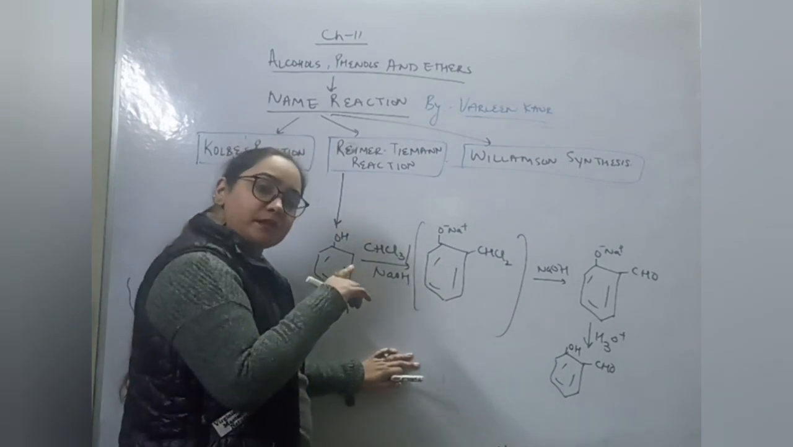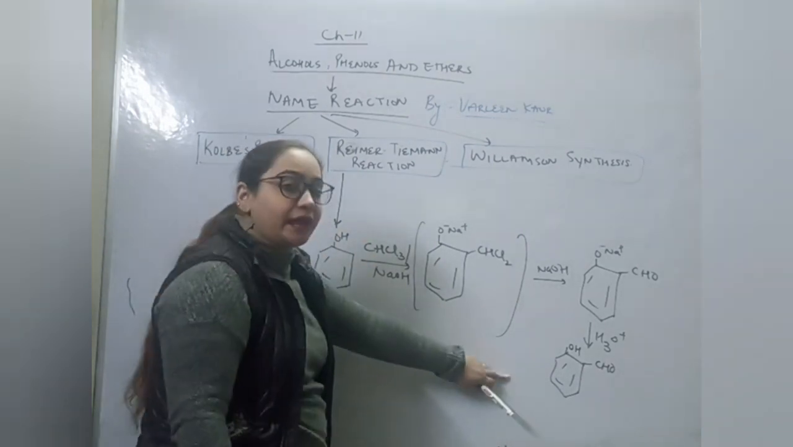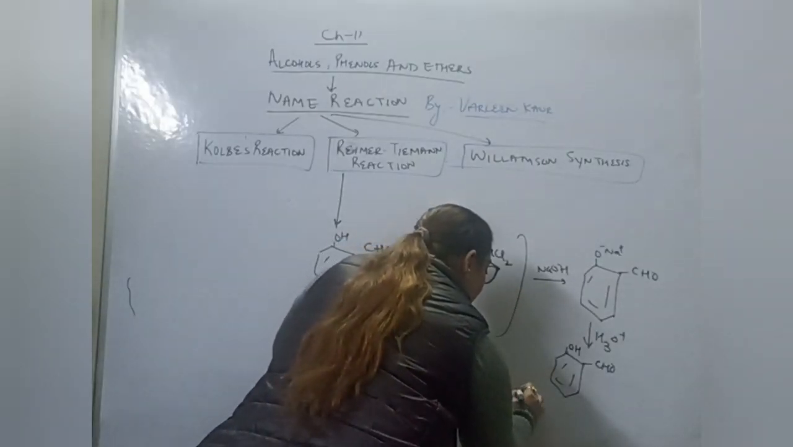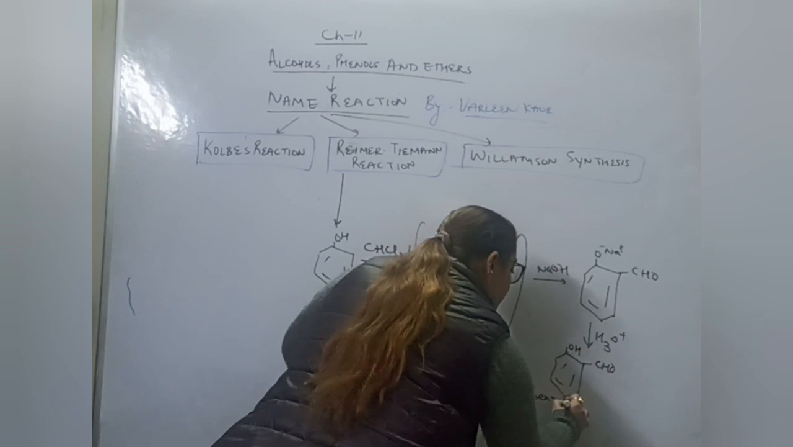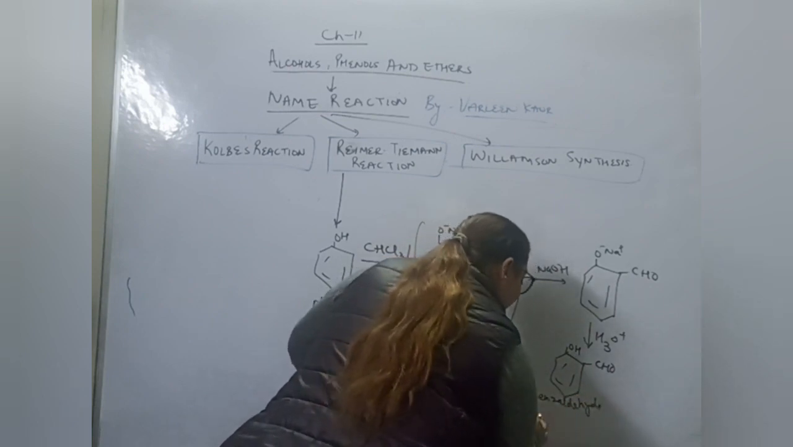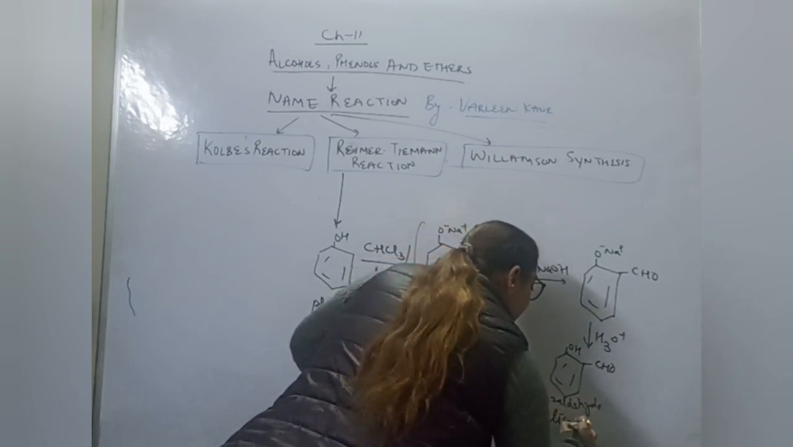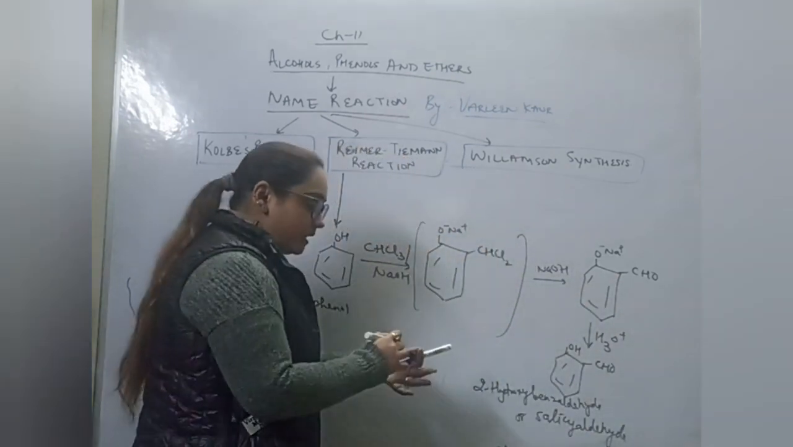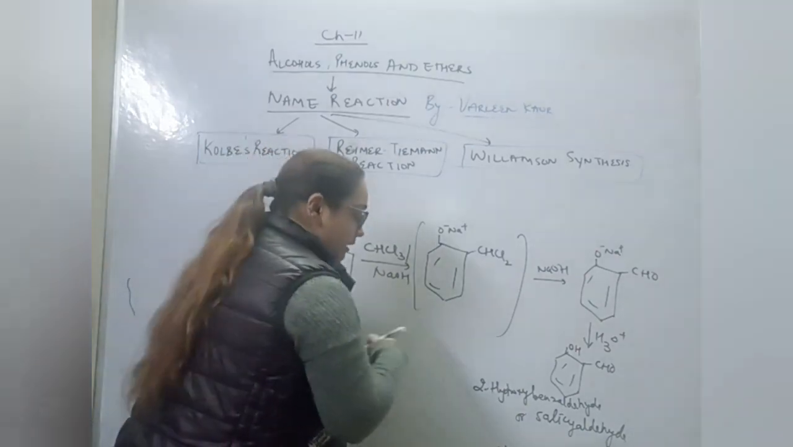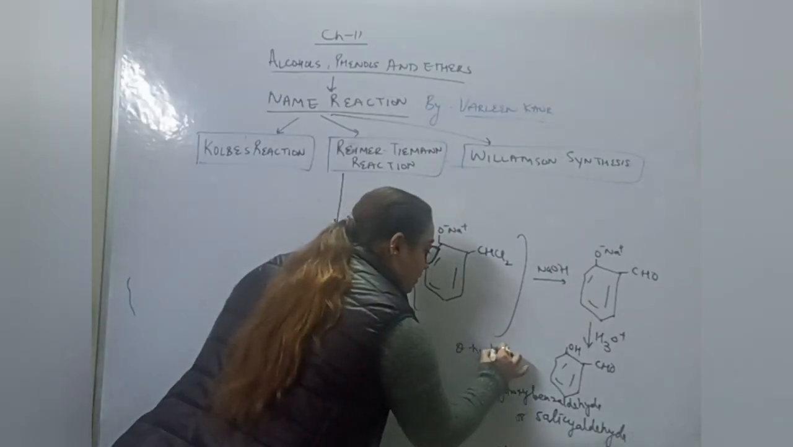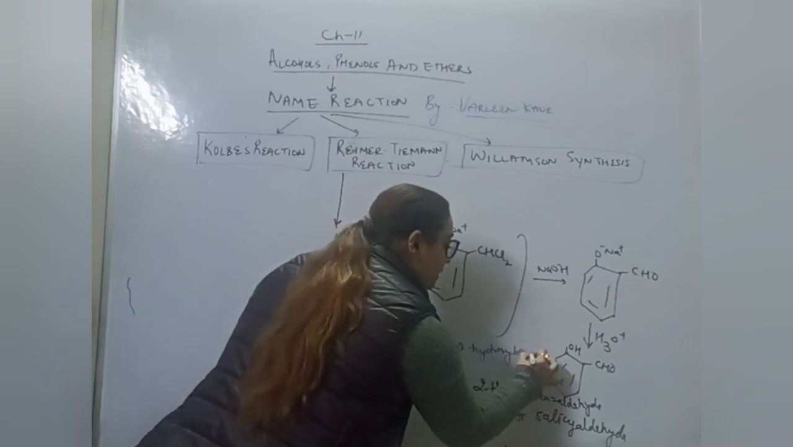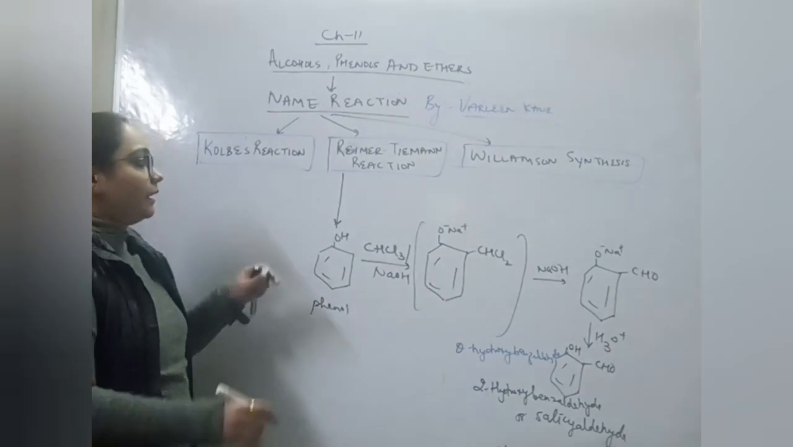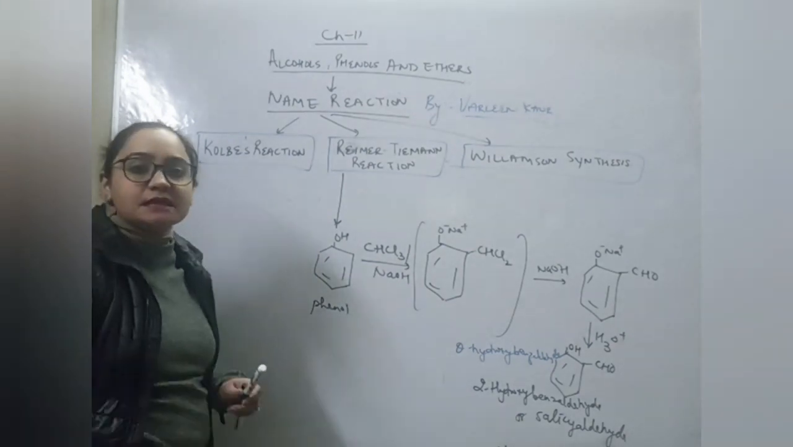In the previous Kolbe's reaction, we have the acid group. Here we have the aldehyde group. It is known as 2-hydroxybenzaldehyde, or we can say salicylaldehyde, or we can say this is ortho-hydroxybenzaldehyde. Got it? Okay. Now the third one is Williamson synthesis reaction.